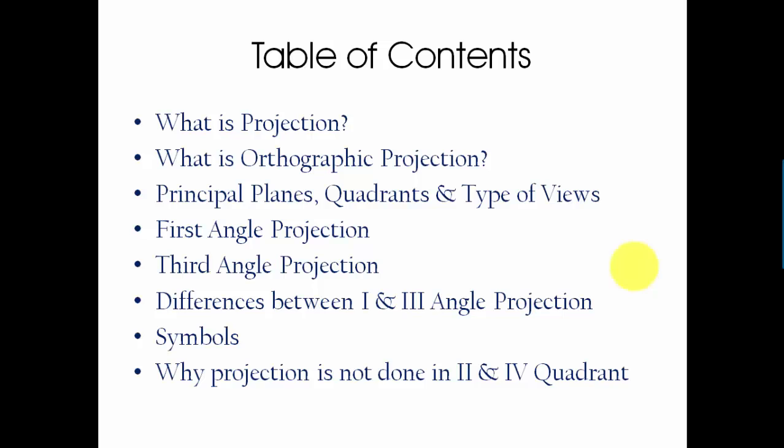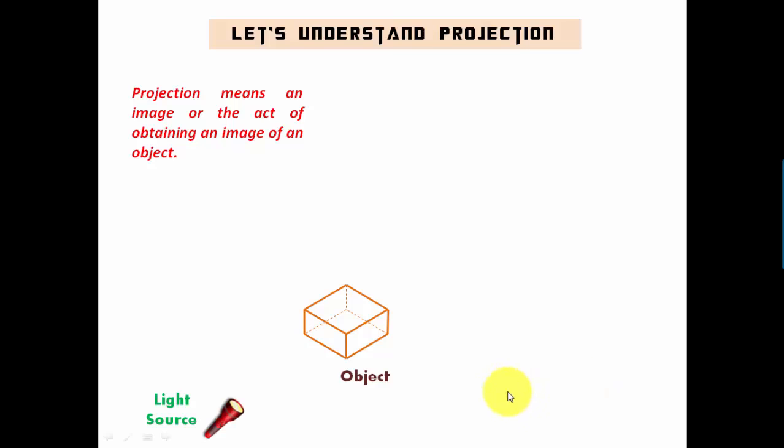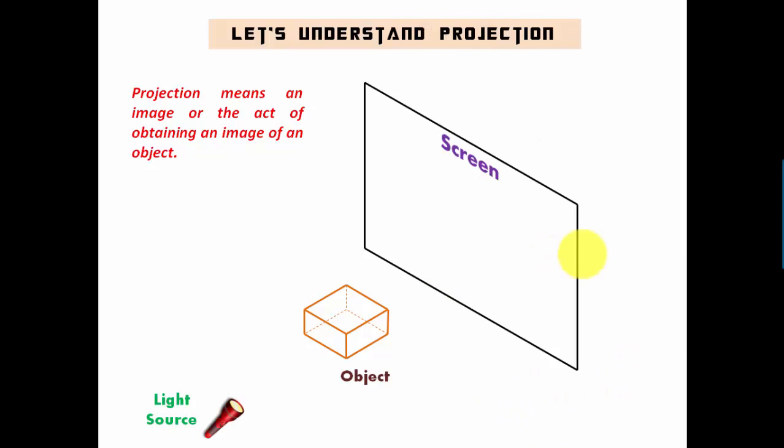So here we go. Well, projection has two meanings. One is that projection in itself is an image, while the other meaning refers to the process or activity of obtaining an image. Now let me demonstrate how all of it works. So we have an object, a light source and a screen on which we will be getting an image.